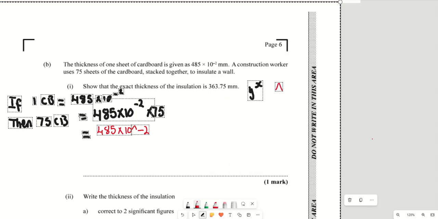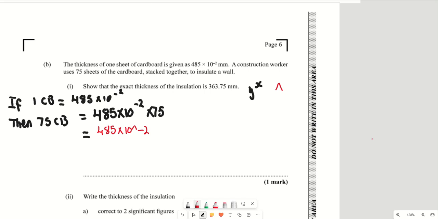And then you're going to multiply by 75. And when you multiply this, you are going to get 363.75. That is the answer you're going to get. This side is millimeters. So this is how we show that the thickness of 75 cardboards is this length.